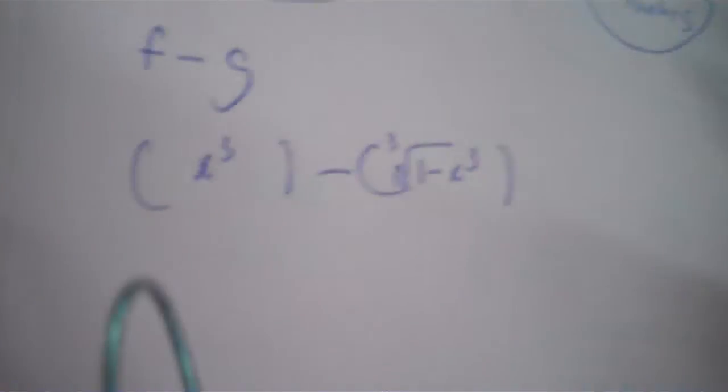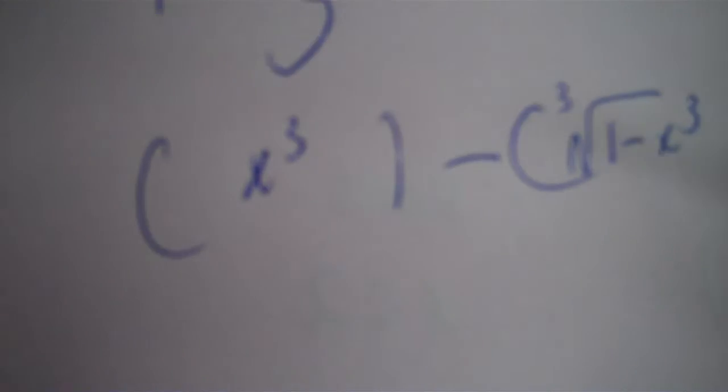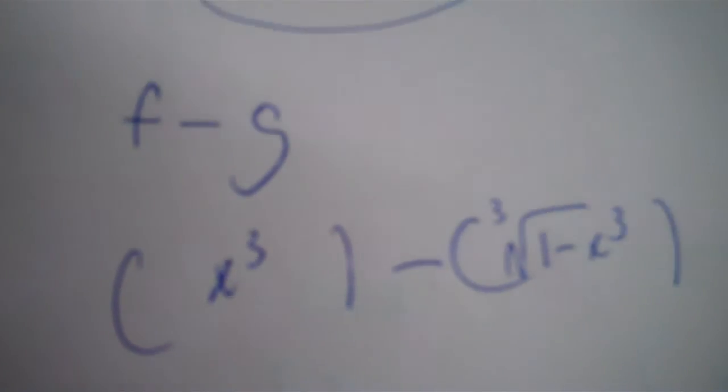Okay, f minus g. So again, it's the same thing, okay? The cubed root of 1 minus x to the third. So again, you're like, do I have to make that plus? No, because I can't combine anything, okay? I did on the very first problem because it didn't have those roots and absolute values, okay? So x to the third minus the cubed root of 1 minus x to the third. And again, the domain's all reals.